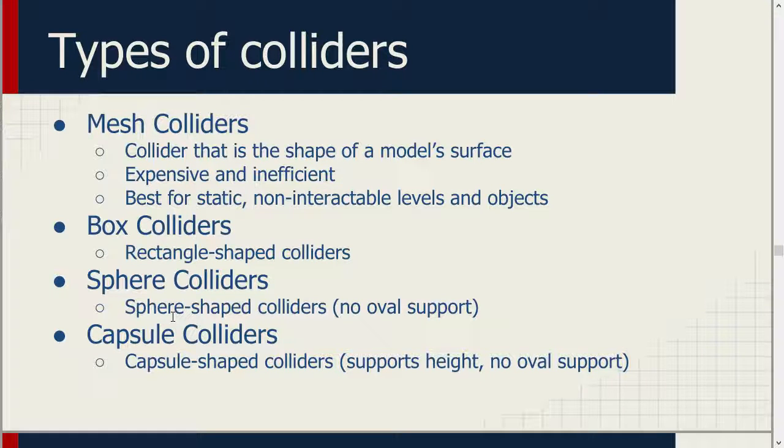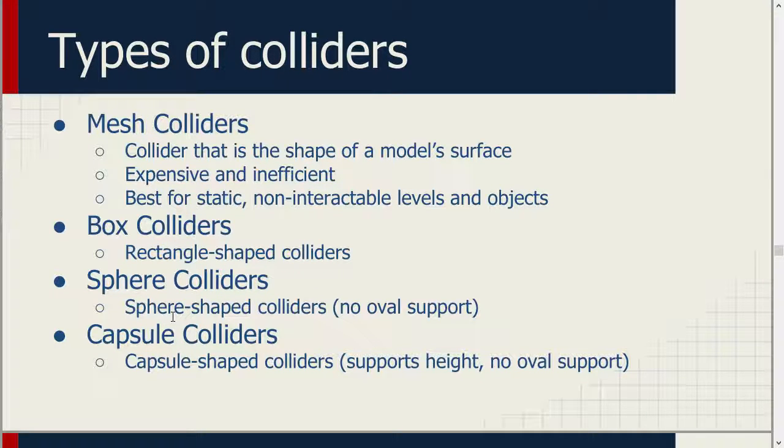Mesh colliders shape themselves based off of the model itself, which is the Machu Picchu. That's why when we dropped a mesh collider onto the Machu Picchu level, it automatically calculated and figured out where its boundaries are. Mesh colliders are expensive. Generally speaking, you want to make sure that they are used on stuff that remains still and uninteractive.